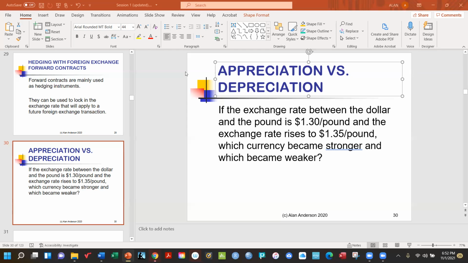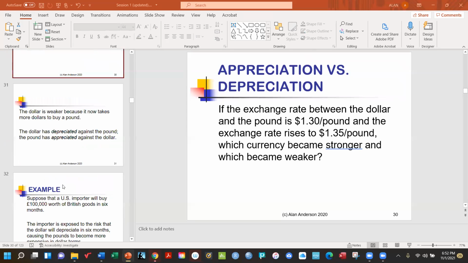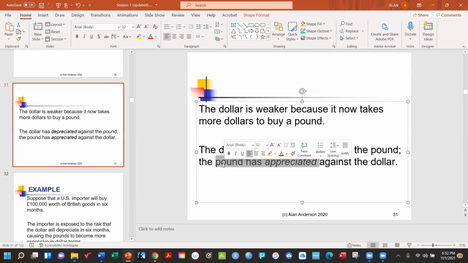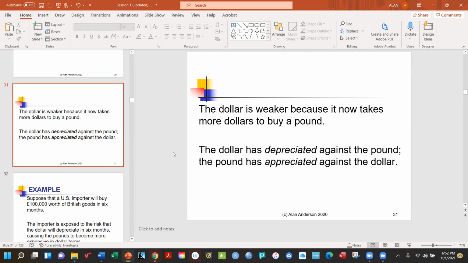So we'll stop it right there. And the correct answer is the pound. But the question is why? Why is the pound stronger? Well, think about it this way. The dollar is weaker because it now takes more dollars to buy a pound. That means the pound is stronger. So it's the pound that has appreciated while the dollar has depreciated. One currency always has to depreciate and the other has to appreciate.